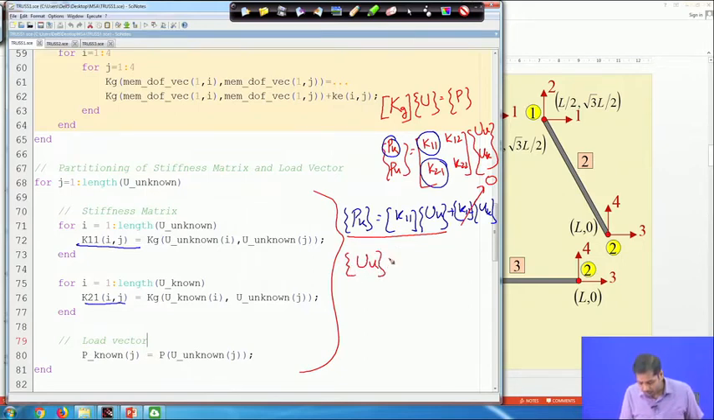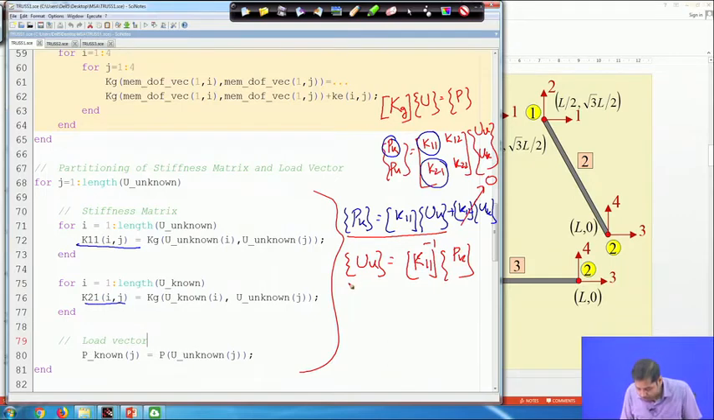U unknown is equal to K 11 inverse and then P k. But I am just writing inverse for the representation. If you recall, it was discussed in the third week that if you have a linear system of equations, we do not need to invert the coefficient matrix, because inverse is a very computationally intensive exercise. Instead, you can do a decomposition and then solve it. There are methods to do that. It is not directly inverting the stiffness matrix to get the solution.